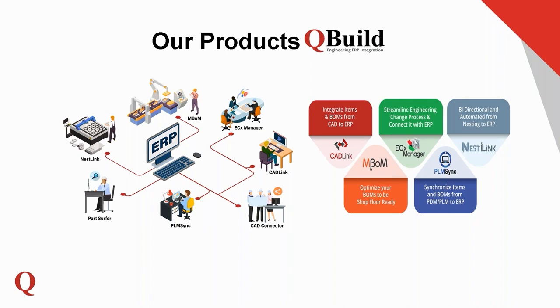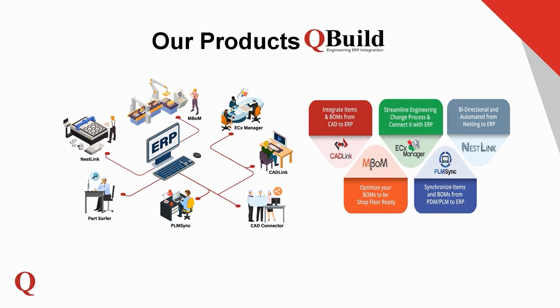So if you were a part of our webinar session earlier in September, then I'm sure you're quite familiar with CADLink. If you're not, CADLink is an integration between the CAD system and Visual. So it allows you to create, update, and modify bills of material and item information directly into Visual from your CAD system.